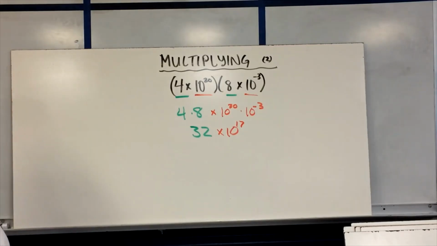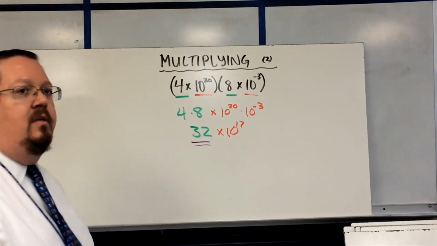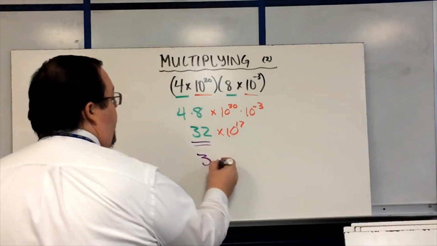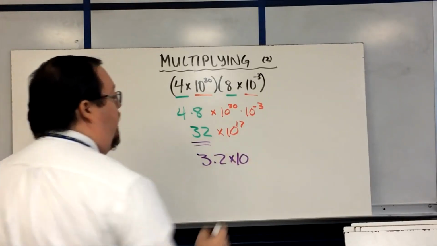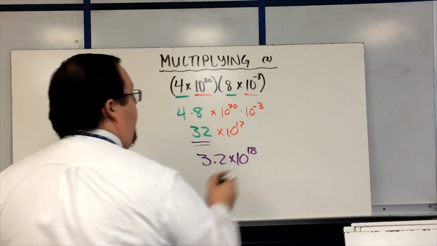But this answer's not right, because it's not in scientific notation. That number is too big. It should be 3.2 times 10 to the 1 place bigger, 18.